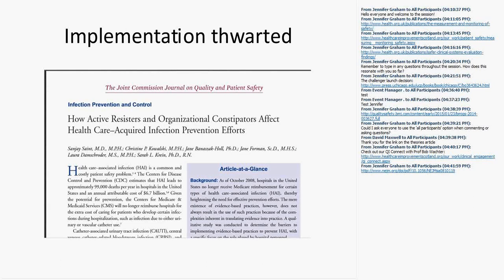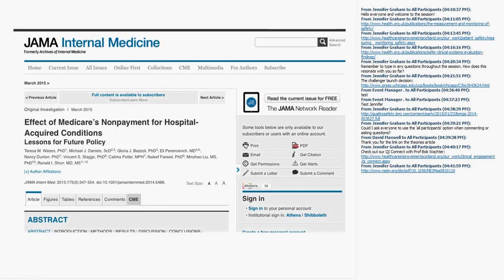Sometimes the implementation is wrong, so things that will work just don't consistently happen. And Jay Saint and others at Michigan have identified many of the reasons why this can happen in relation to infection control, and they have the lovely concept of active resistors, people who actively stop things from being implemented, but also organizational constipators, people who by passive-aggressive means prevent interventions from being consistently implemented.